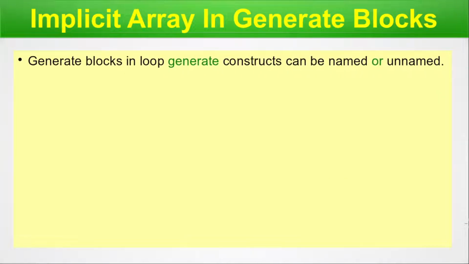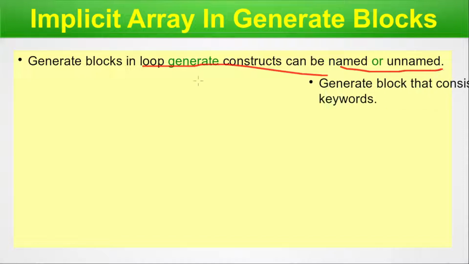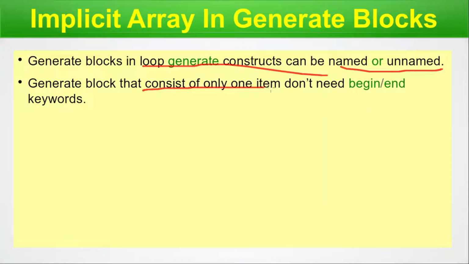Implicit array in generate blocks. This is another significant concept that you must know before you use the generate block. Generate blocks in loop generate constructs can be named or unnamed. A generate block that consists of only one item doesn't need the begin or end keyword. So this is another freedom. If it contains only one item, the begin and end keywords can be omitted.